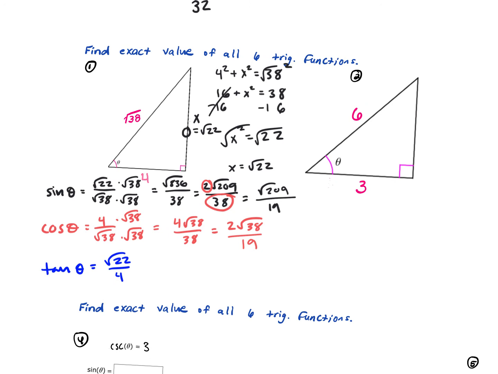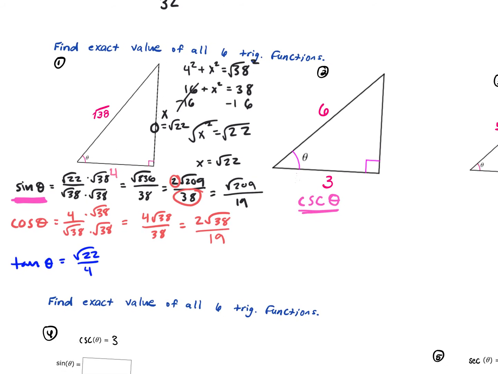Now for the reciprocal functions, I just need to flip them. So sine goes with cosecant. Don't forget that sine and cosecant go together. They may not be given to you on the test in the right order, or they may not be given to you at all. So just remember, sine and cosecant go together. So cosecant flips sine. This would be 19 over square root 209. Multiply the top and the bottom by square root 209, and you get 19 root 209 over 209.